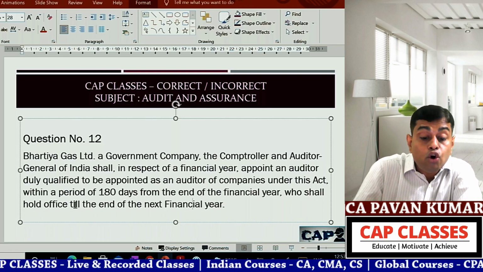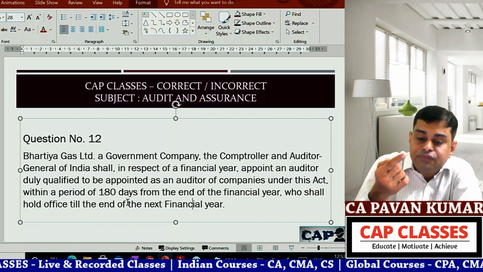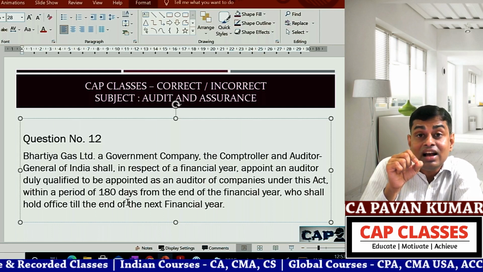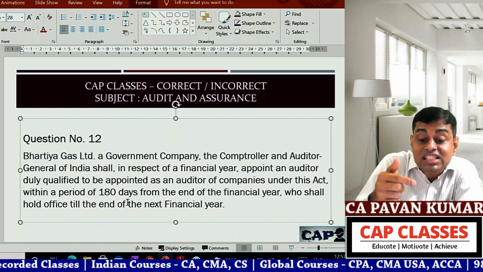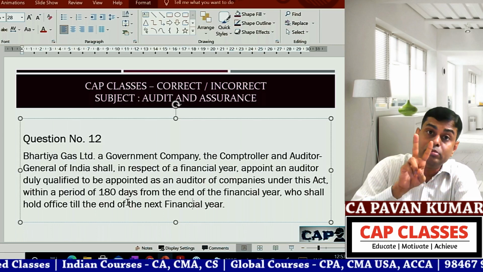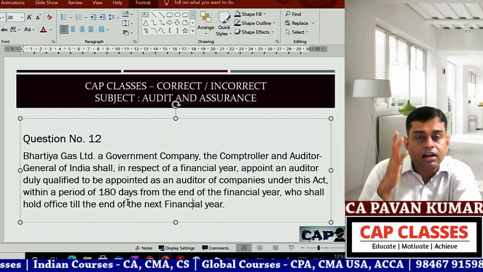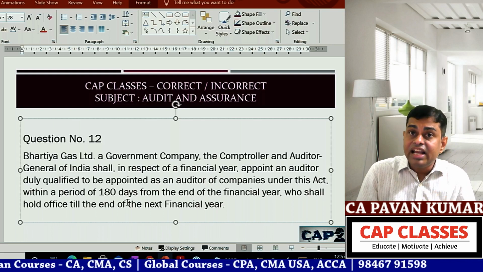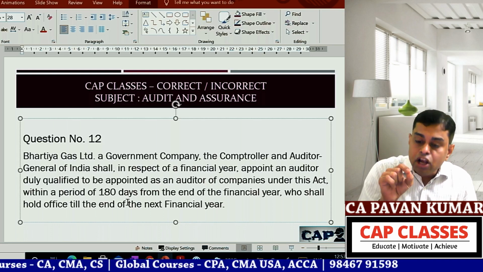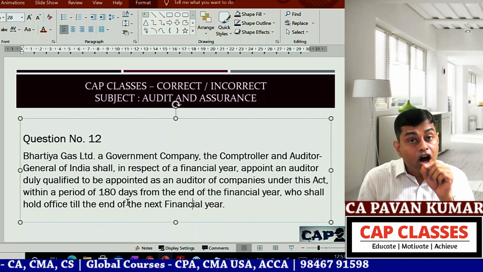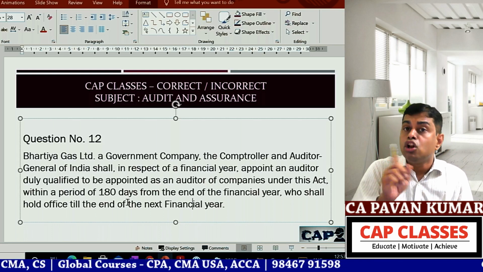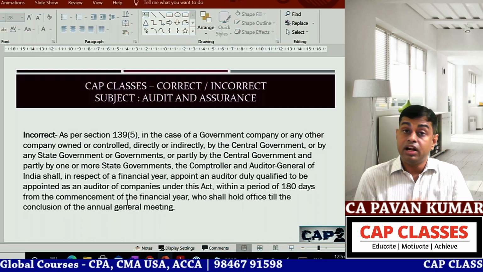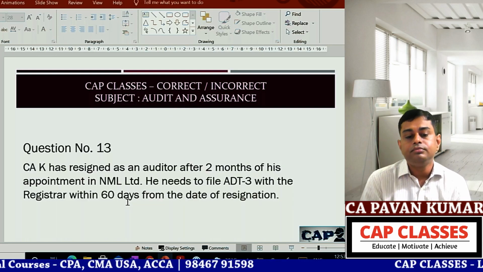And who shall hold the office till the end of the next financial year? No. This auditor will hold office till the end of the next AGM. So there are two mistakes in this question. The given statement is incorrect because the auditor of a government company shall be appointed by C&AG within 180 days from the beginning of the financial year, and he holds the office not till the end of the financial year, but till the end of the AGM. That's all. Section 139 subsection 5. Ta-da.